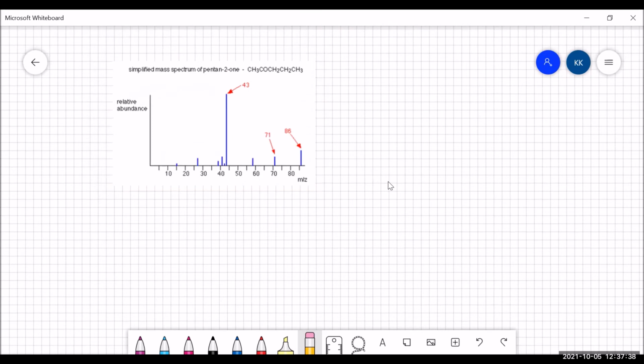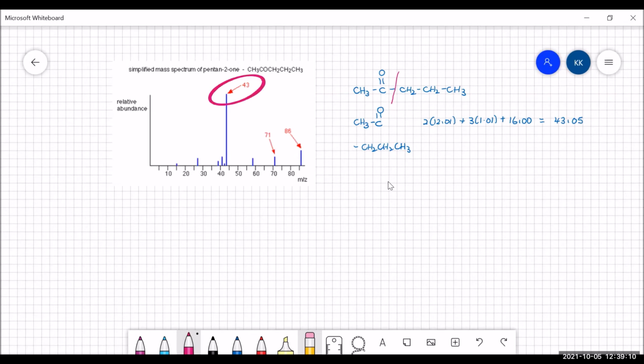If we look at the structure of the molecule, we can work out places where this molecule might fragment. Let's have a look at a fragmentation next to the carbonyl carbon. This is going to produce 2 possible fragments. Let's calculate what their molar masses would be. In the first fragment we have 2 carbons, 3 hydrogens and 1 oxygen. It's going to give us a molar mass of 43.05. We see a peak of 43 on the mass spectrum.